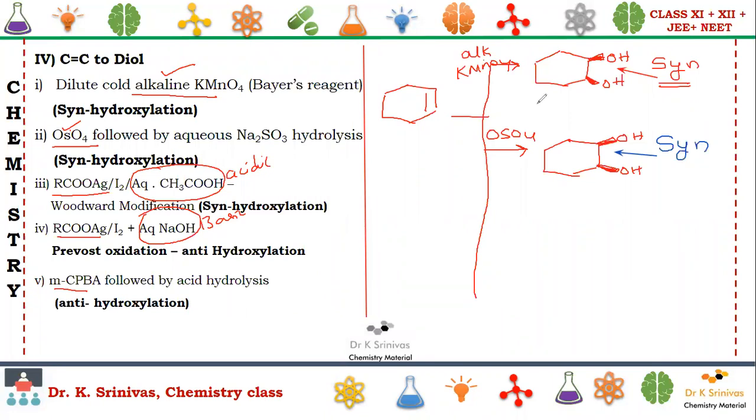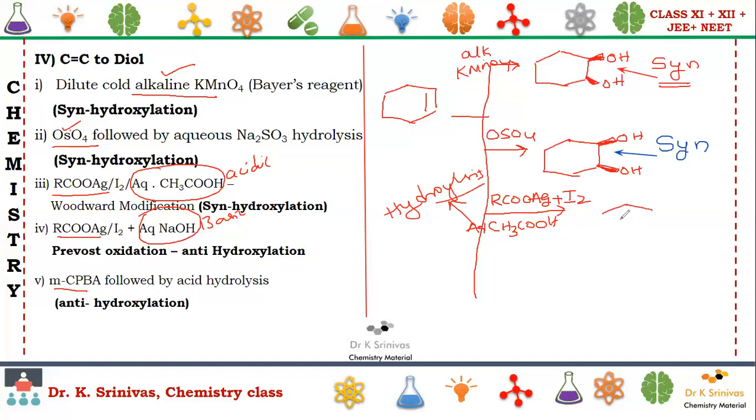Now let us go for the third one. Here I use a big arrow. RCOOAg, silver carboxylate, in combination with iodine in the presence of aqueous acetic acid. Why are we using this acetic acid? Because for hydrolysis purpose. When you are using this combination, that is said as Woodward modification.